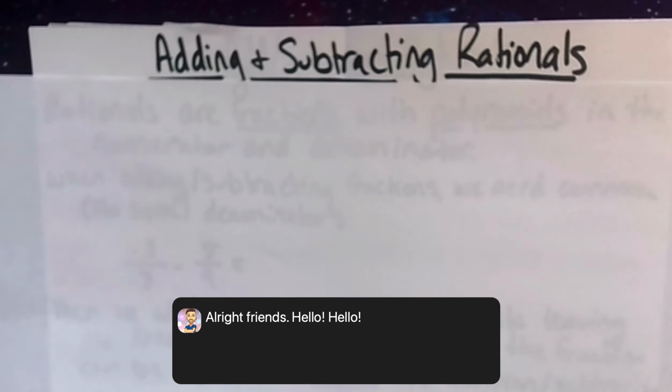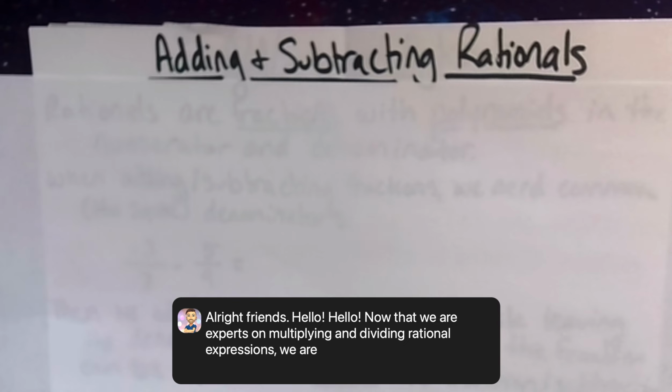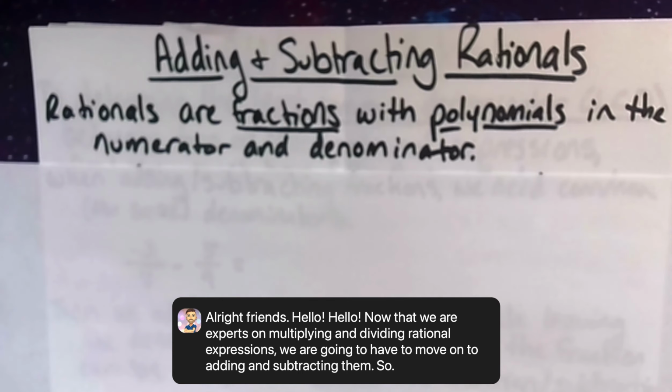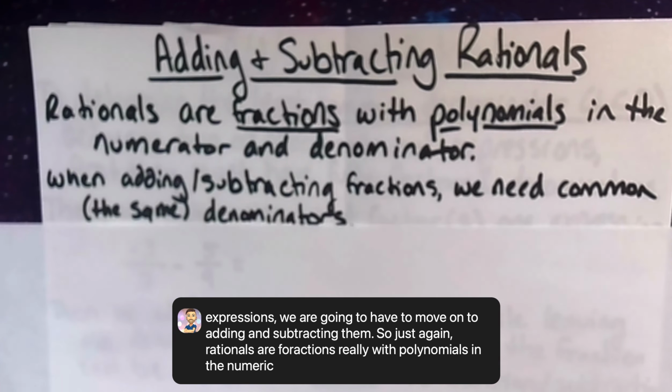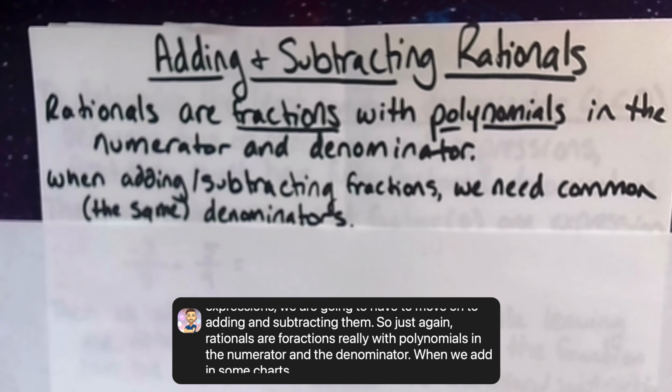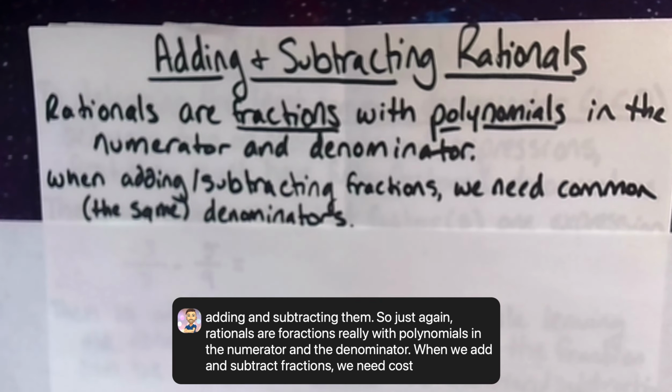Now that we are experts on multiplying and dividing rational expressions, we are going to have to move on to adding and subtracting them. So just again, rationals are fractions, really, with polynomials in the numerator and the denominator. When we add and subtract fractions, we need common denominators. We need the same denominators.